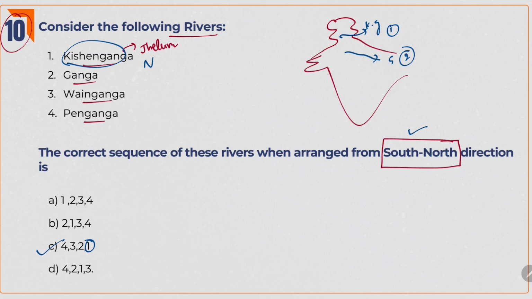Next, Venganga and Penganga. We know that Venganga and Penganga are tributaries of the Godavari river. If you see the flow of the Godavari, this is the Godavari river. Penganga originates in Maharashtra here, and this Penganga is a tributary of Varda.